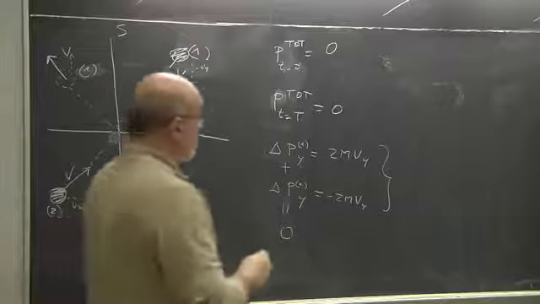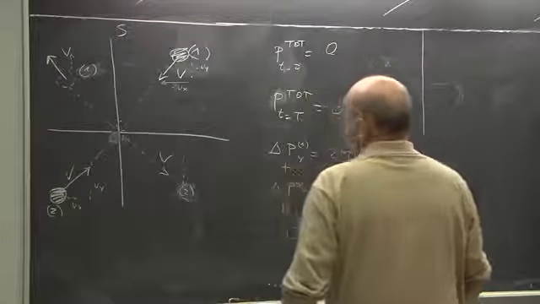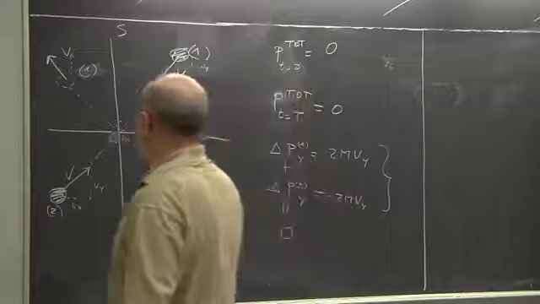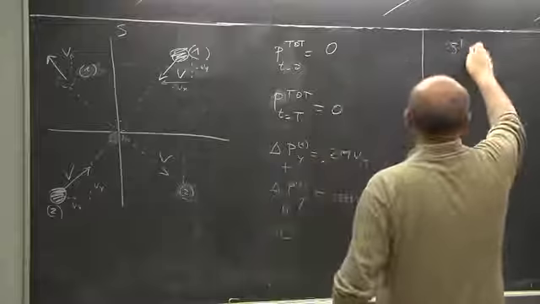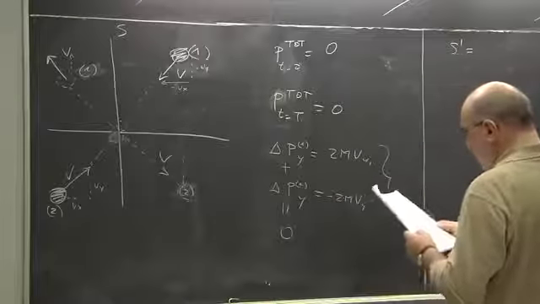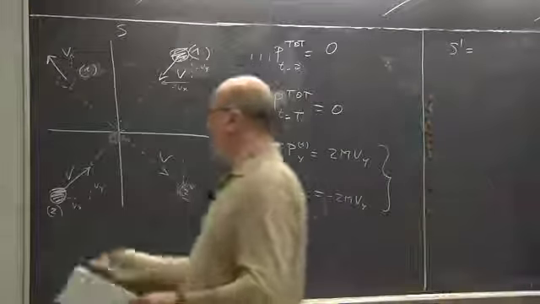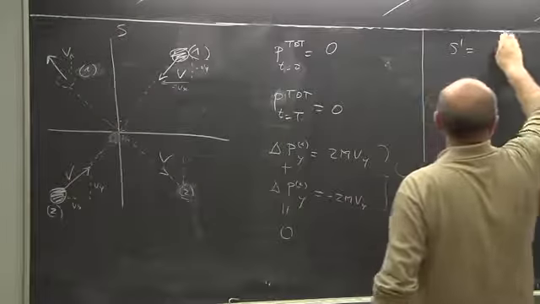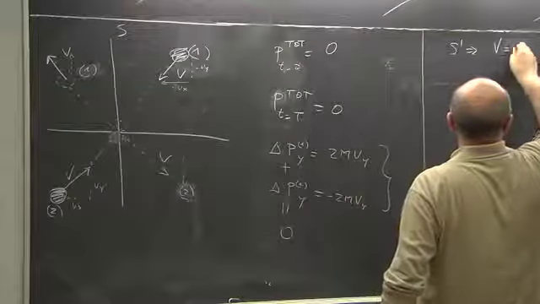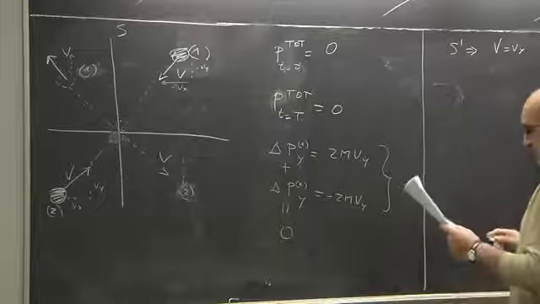Now everything is fine in the rest frame. The momentum is conserved. But now let's go to another frame, S prime, which moves with velocity Vx. So the velocity of the new frame is Vx.